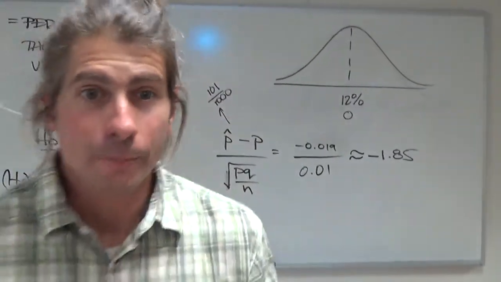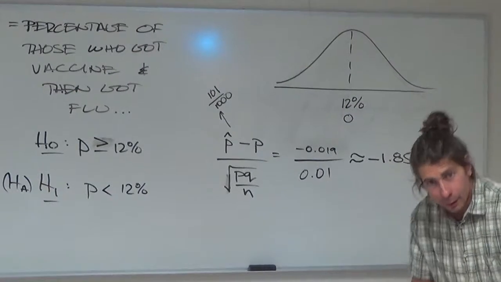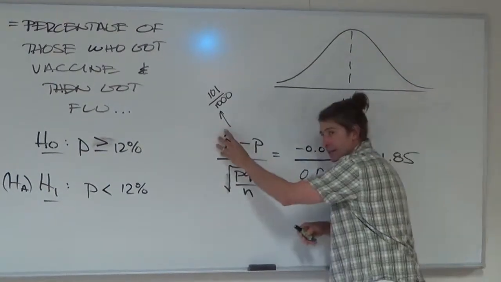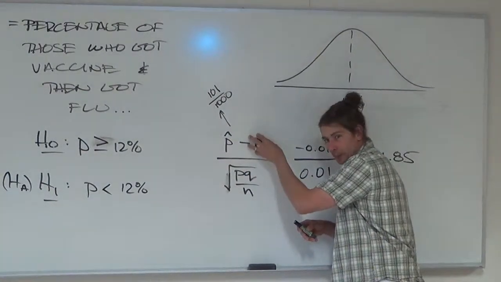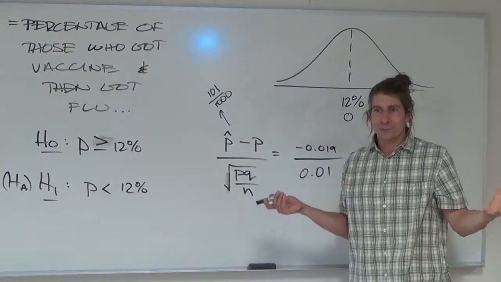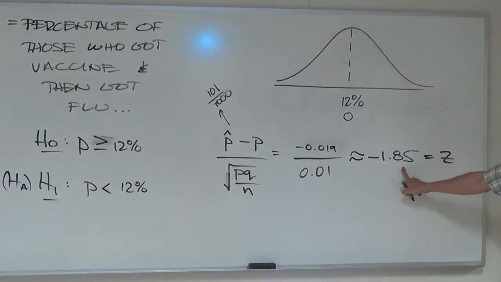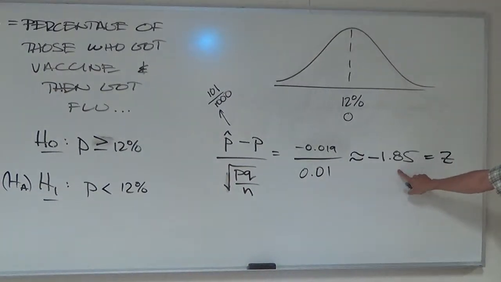My question is, what is that? Well, think about what we just calculated. We just took sample data minus assumed population data and divided it by a standard error. It's a z-score. That's a z-score. And guess where that goes now, friends? Where does negative 1.85 go?